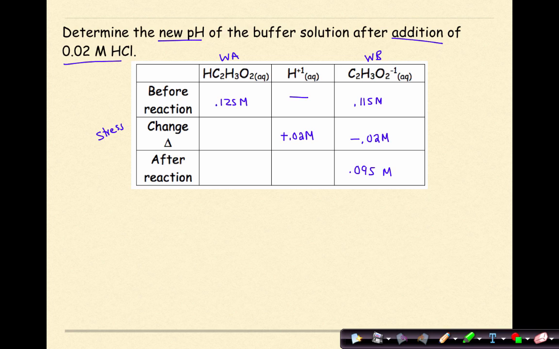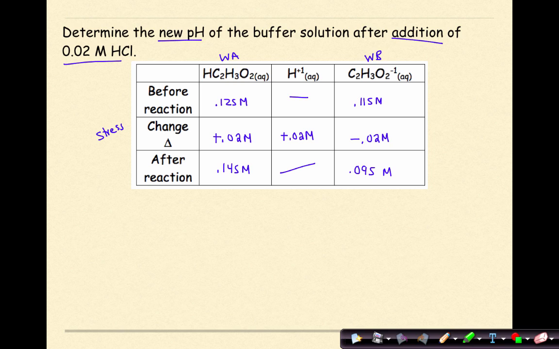But at the same time, as this weak base neutralizes the incoming hydrogen ions, we're going to at the same time make more of our weak acid. So we're going to add 0.02 molar to our weak acid. So ultimately we'll have 0.145 molar total of our acetic acid, and the hydrogen ions have been neutralized.